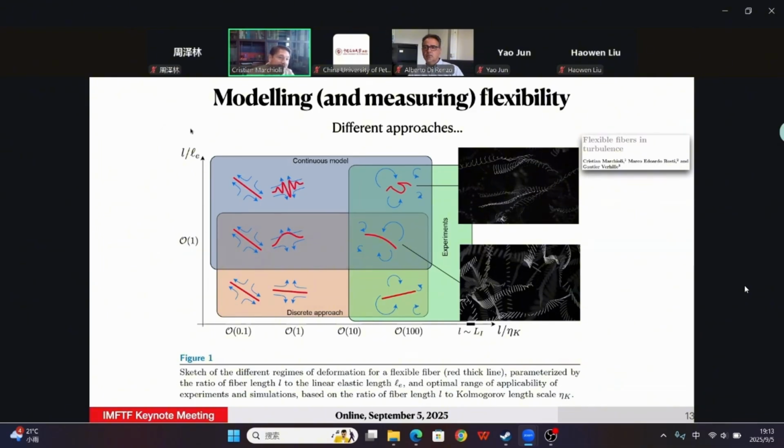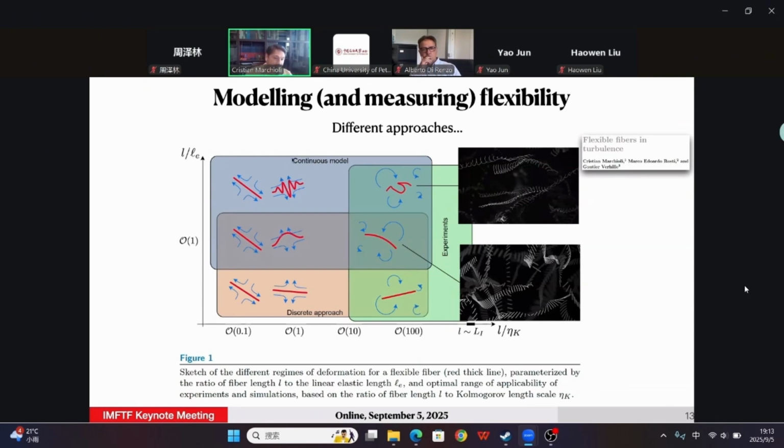And on the vertical axis is a parameter which I'm not going to describe in detail, but basically on this axis, we are representing the capability of fibers to deform under the action of turbulence. So this is really the measure of the flexibility of the fibers. As you can see here on the bottom part of the axis, we have rigid fibers. On the top part, we have flexible fibers.